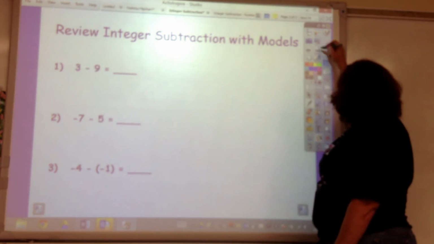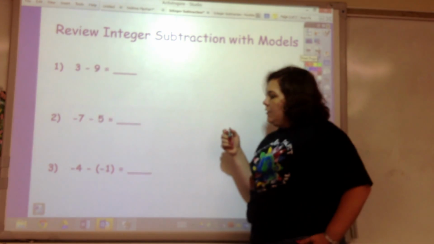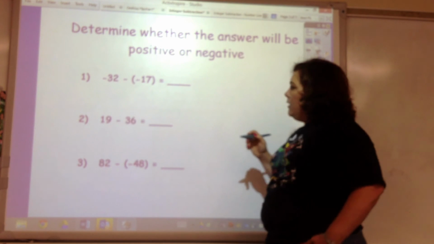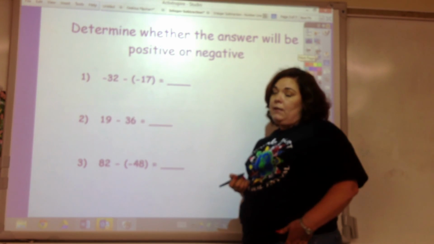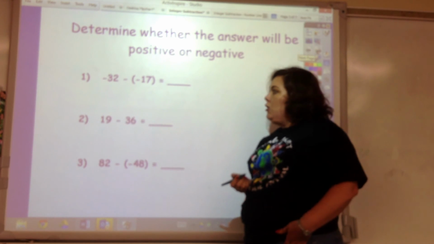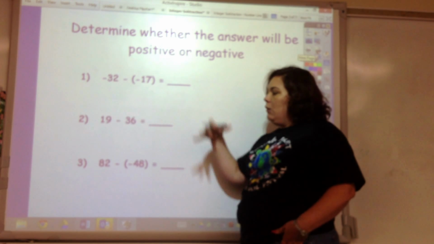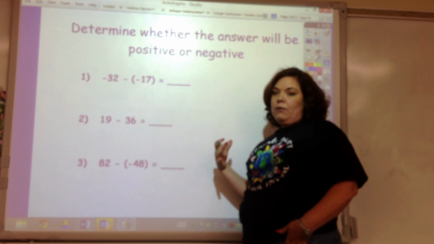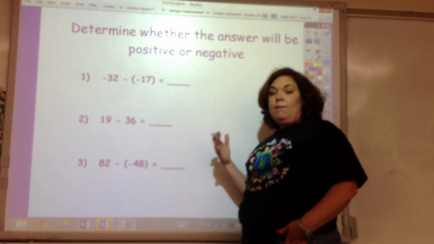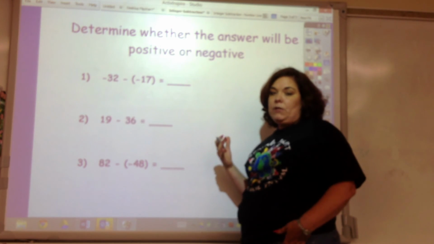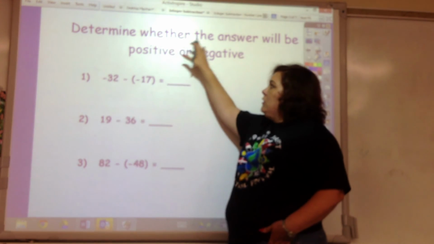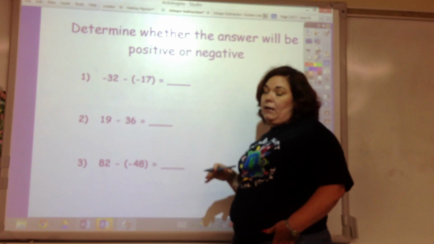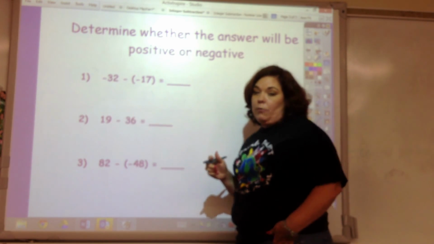So now, looking at this, I want you to look at these problems, and you're not solving them for a specific number. You are just deciding, based on what's there, whether the answer would be positive or negative, just to give you an idea of where to start. So again, we're not getting an exact number, we're just determining whether the answer is positive or negative. So whenever you come back, you can check your work.